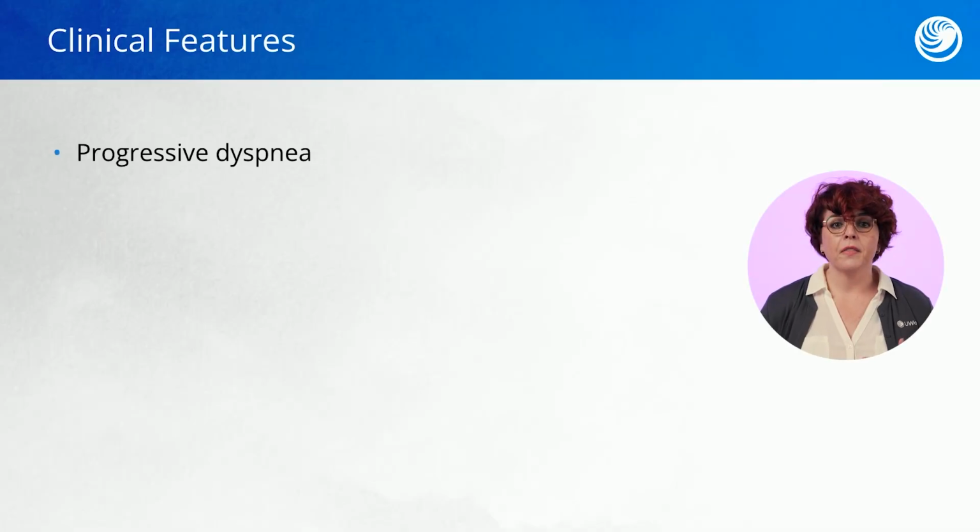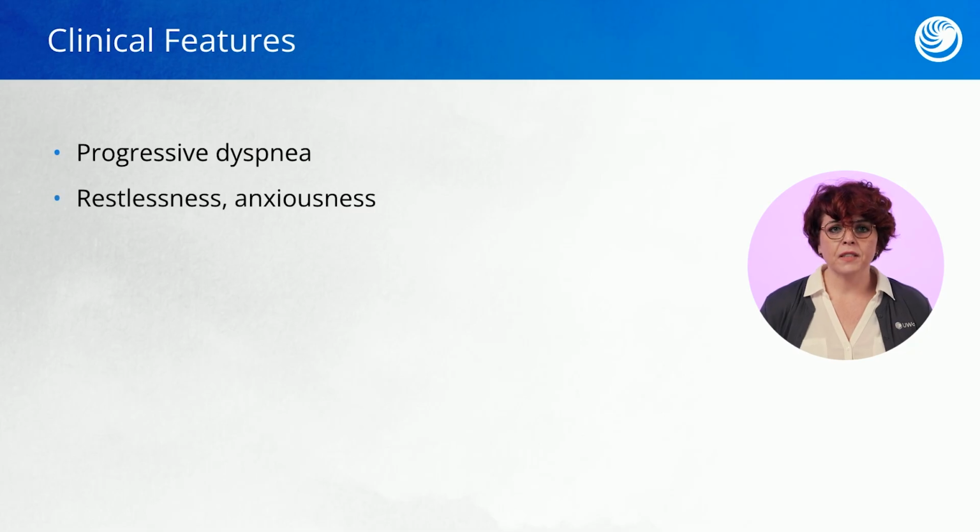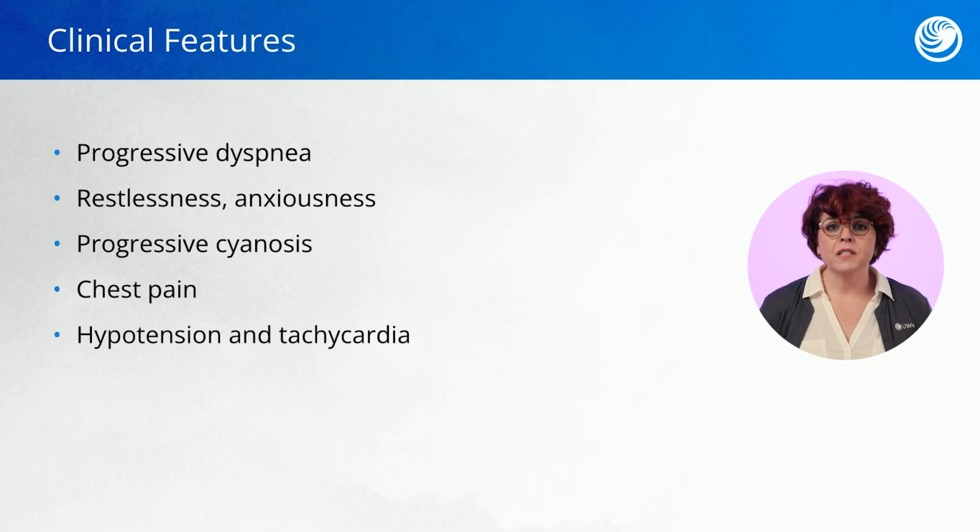What are the clinical features of tension pneumothorax? Well, we're talking about hypoxia here and a collapsed lung. So you can imagine our patient is going to have progressive dyspnea. They're going to be very short of breath. They're hypoxic, restless, anxious. They're progressively going to be cyanotic. Chest pain, they could have hypotension and tachycardia.